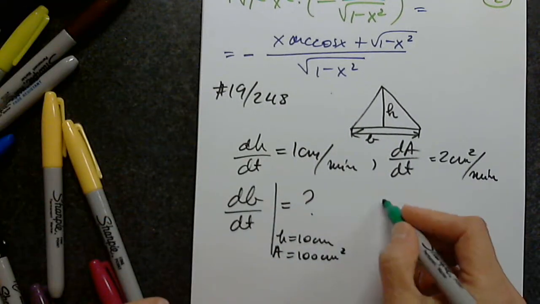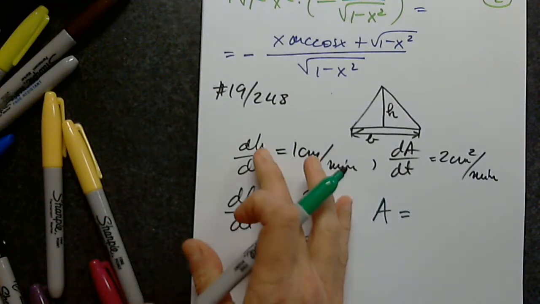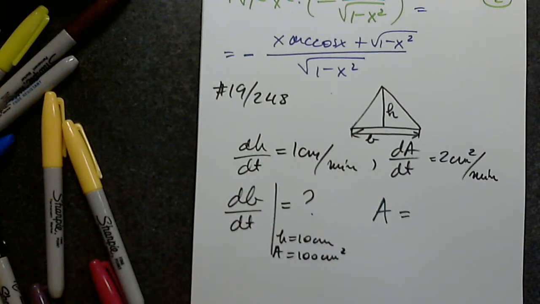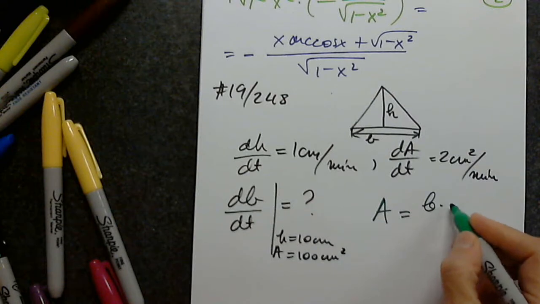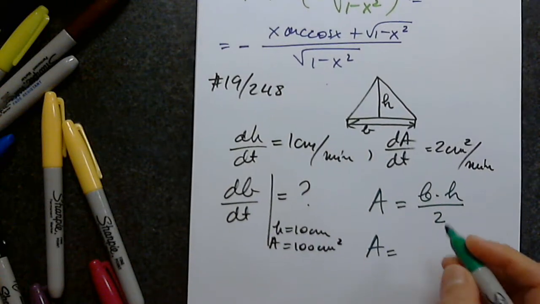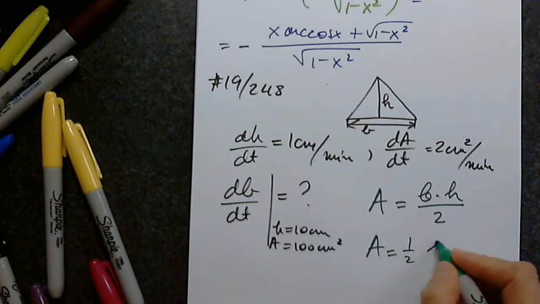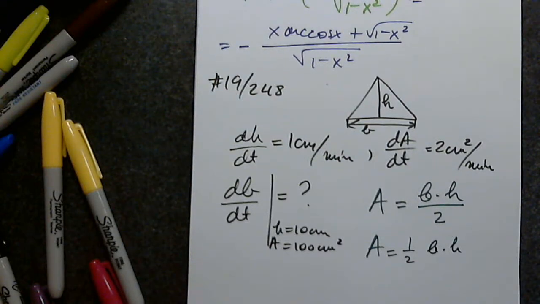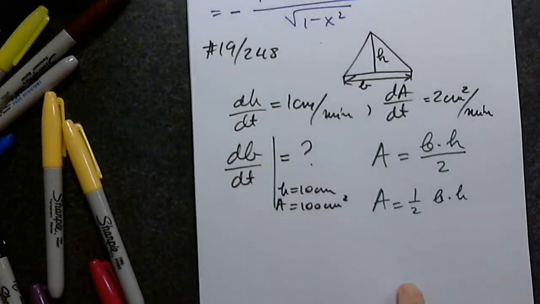Good. So I have to start with the area because the area will include the height and the base. What is the formula? Half base times height. Very good. You can write it as 1/2 base times height, or as 0.5 times base times height. They're all the same. Perfect. Okay, next.